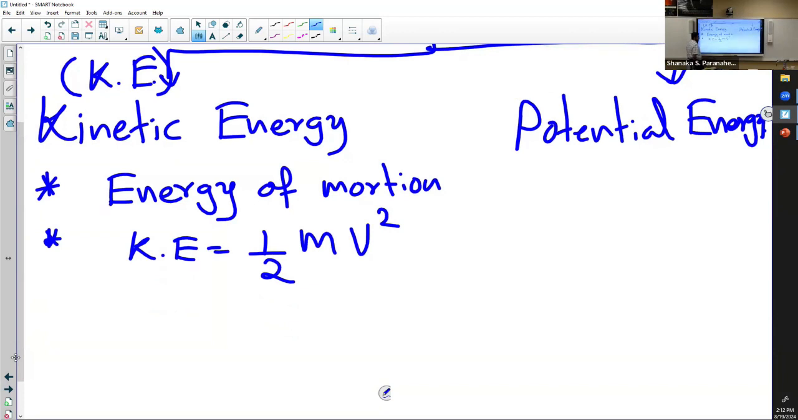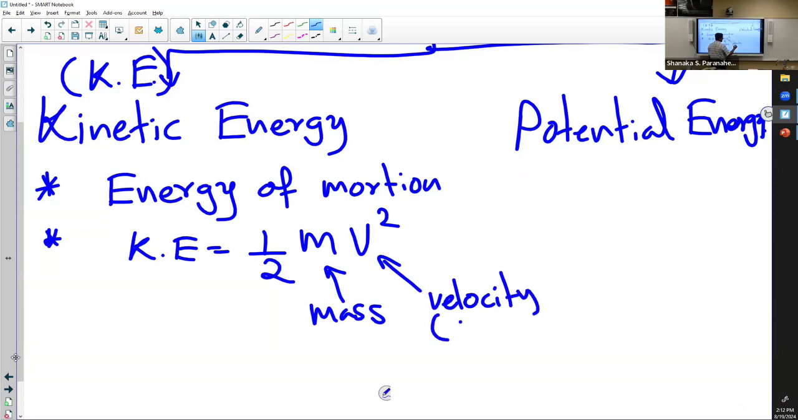We are not going to do any calculation from this equation, but just remember that. M stands for mass and V stands for velocity. You can think about this as the speed. Velocity and speed have the same value, but velocity has a direction and the speed doesn't have a direction. That's the difference between the two. So you can simply assume velocity as the speed.